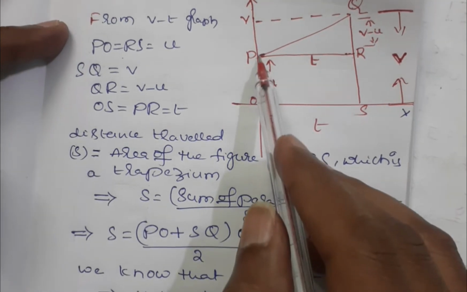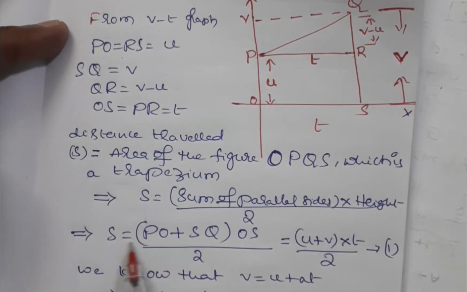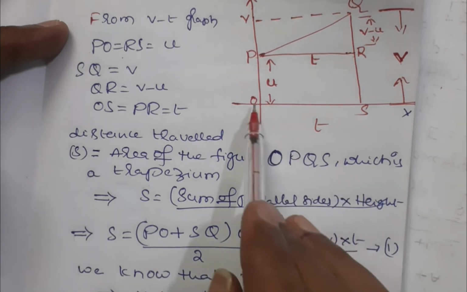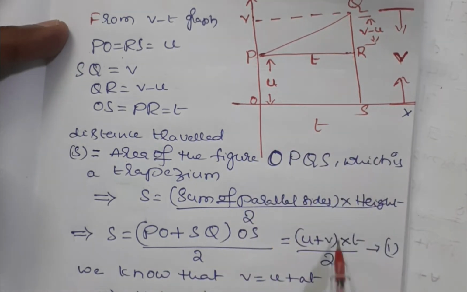So parallel sides means PO and QS. So s equals the sum, that is PO plus SQ, and height means this is taken as height, OS. PO means u, SQ means v, into t by 2. Equation 1.